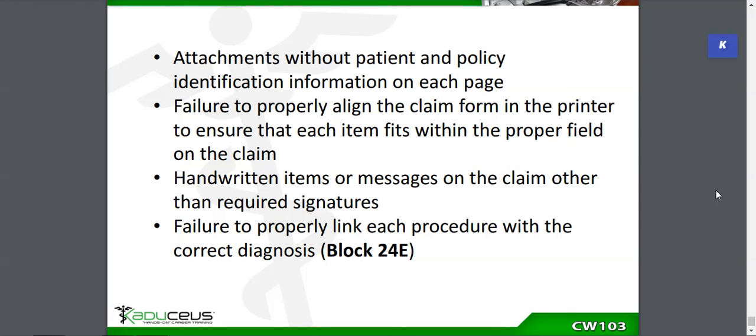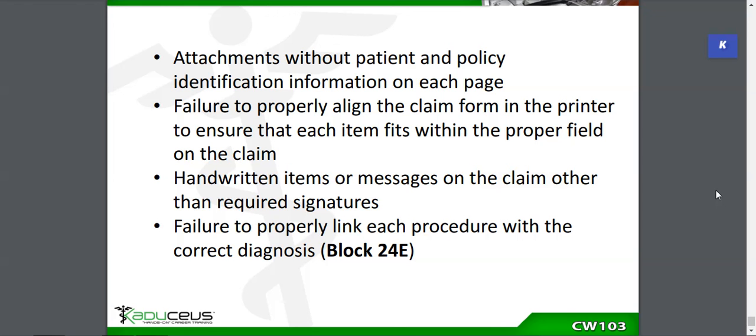Failure to properly align the claim form in the printer to ensure that each item fits within the proper field on the claim. You can test the printer alignment by using it. Most programs have a blank runner, and you'll print a sheet of paper with the X's and lay it on top of the claim to see if it will print correctly.